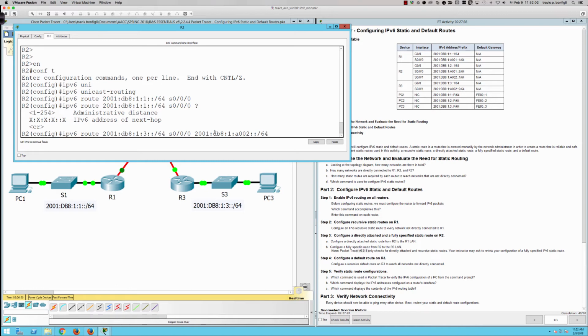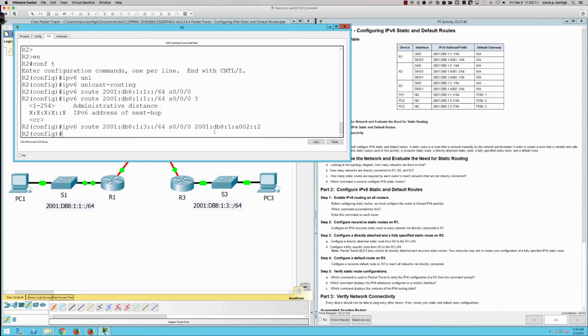IPv6 route, we've got the 2001:DB8, we've got the outgoing interface, and I'm sorry, I wanted the next hop IP, which is, for whatever reason, 2. Okay, so there we go. So that is the fully specified route, and it looks like that works. Now, we're not going to get points for that. For whatever reason, it's not going to give us the points, and that's okay. So that was that note there.